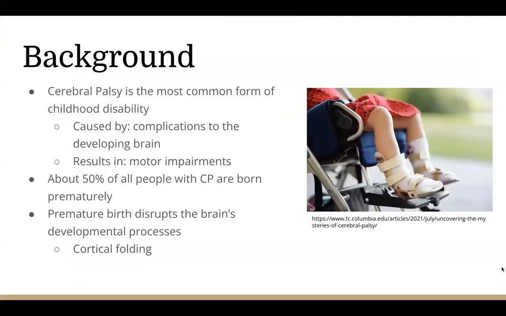Cerebral palsy, commonly known as CP, is the most common form of childhood disability, affecting close to 800,000 people in the United States. CP is typically caused by complications to the brain during the development period and impacts movement, muscle tone, and posture. Close to 50% of children who develop CP were born prematurely. This correlation is so high as preterm birth disrupts brain development due to the mechanical processes occurring in the forming brain, one of which is cortical folding.